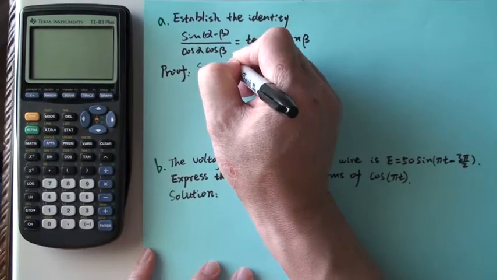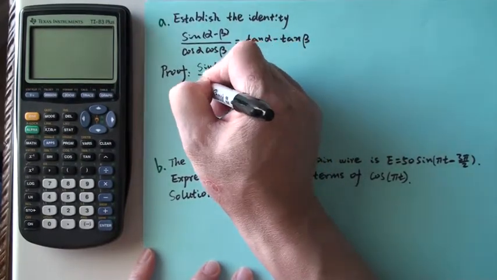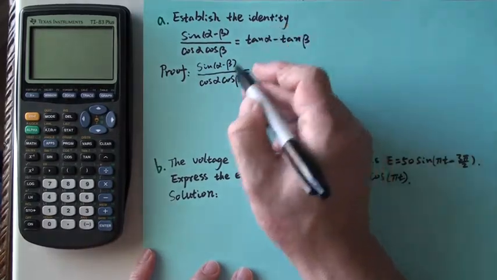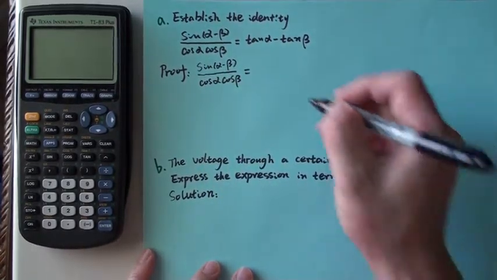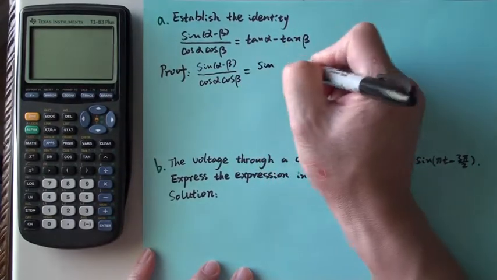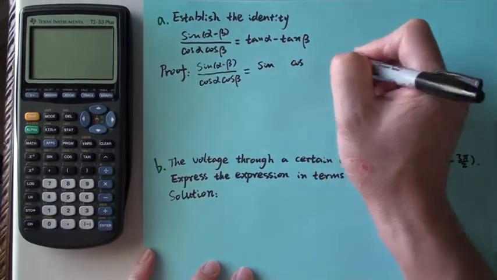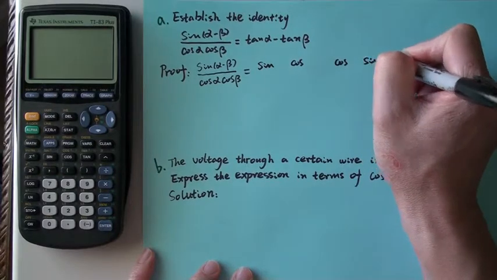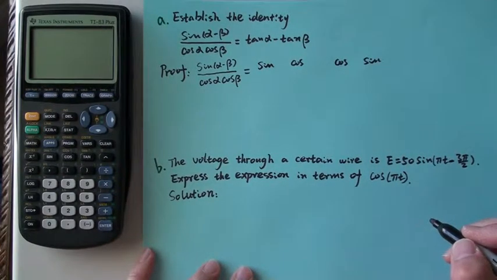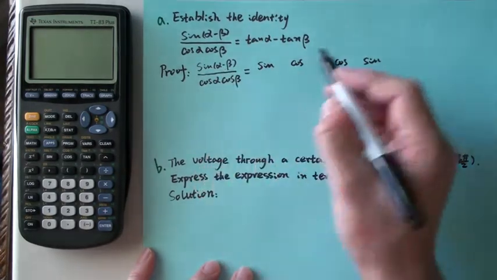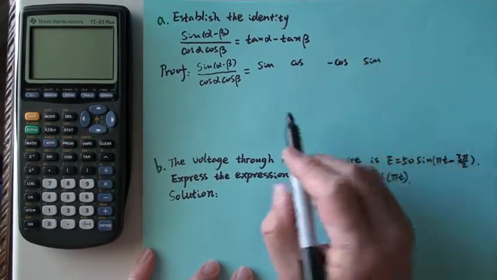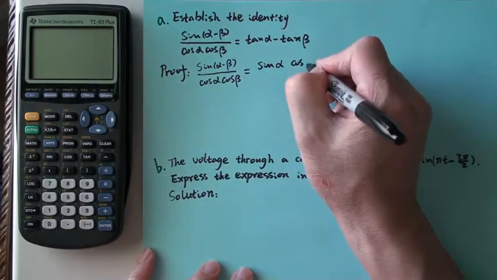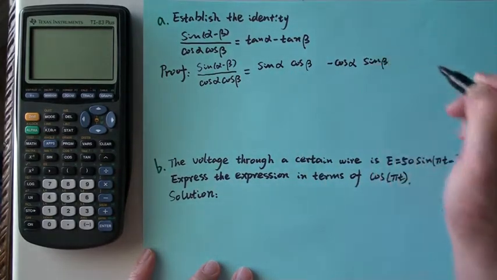Sine alpha minus beta over cosine alpha cosine beta. Now sine of one angle minus another, we know that will be sine cosine, and then cosine sine. Again, this is the way I remember. And here is subtraction, so you do subtraction here. First angle is alpha, so alpha alpha. Second angle is beta, so beta beta.